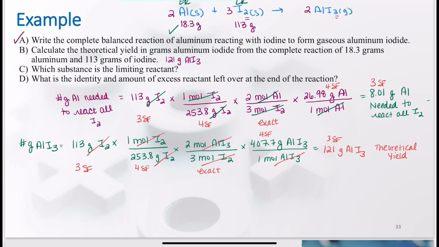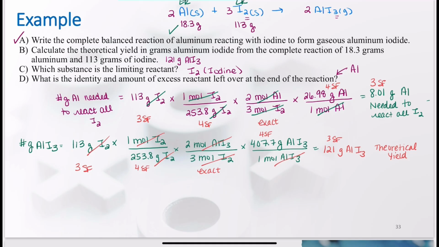And to answer part B, we've actually answered part C as well. Which substance is the limiting reactant? I2, also known as iodine. Not iodide. Iodide is the ion, iodine is the molecule. And then the last part, what is the identity and amount of excess reactant left over at the end of the reaction? Well, we know the identity. The identity is aluminum. Well, how much is left over?